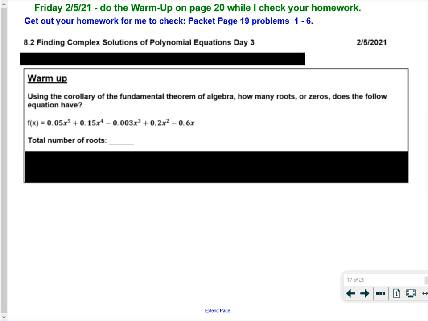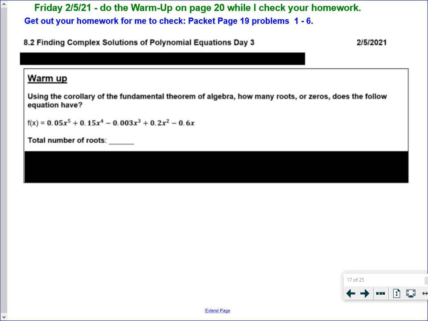And the very first thing you should see in your notes or in your packet should be a warm-up. So if you haven't tried it yet, go ahead and pause the video and try it. We're only going to worry about the total number of roots. I know, at least in the in-person packet, there is another part of it asking you to put these into a calculator and see the real and non-real zeros. We're not going to worry about that. So for now, just go ahead and tell me the total number of roots.